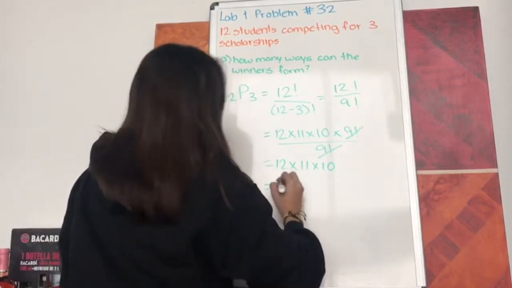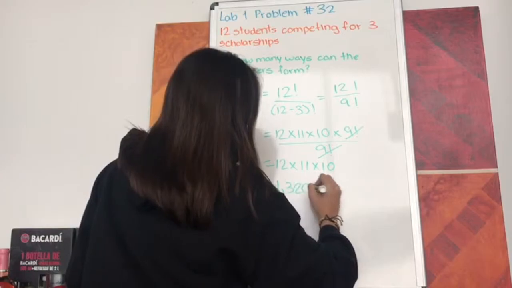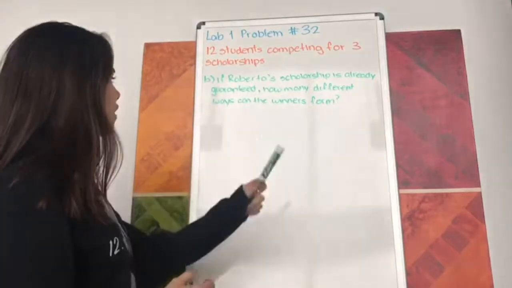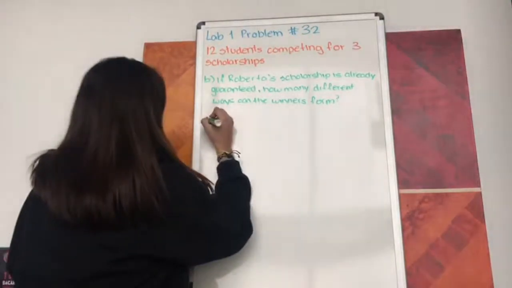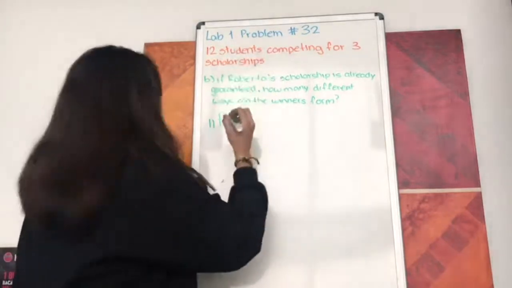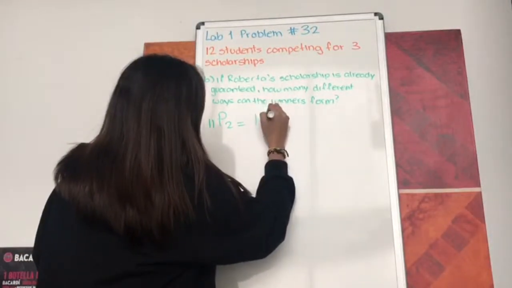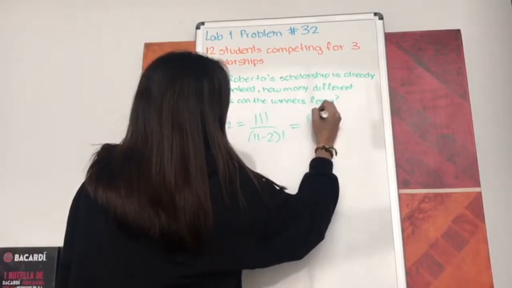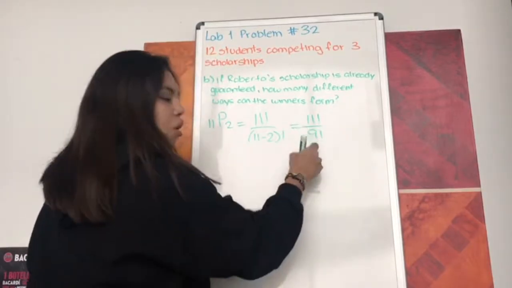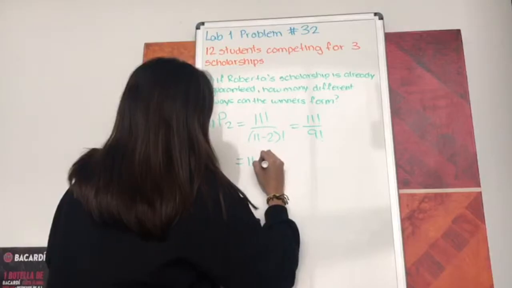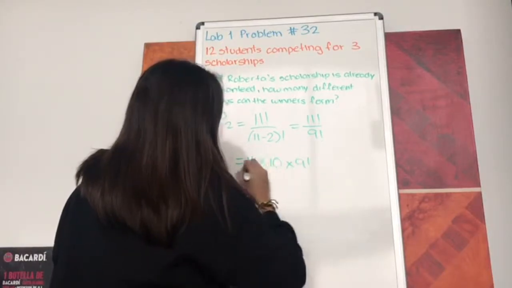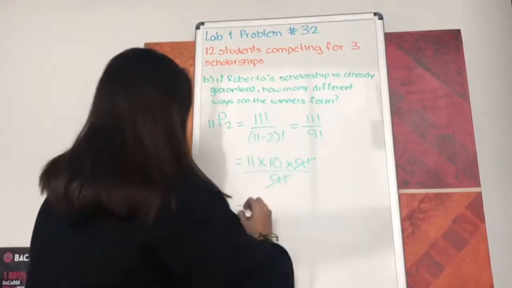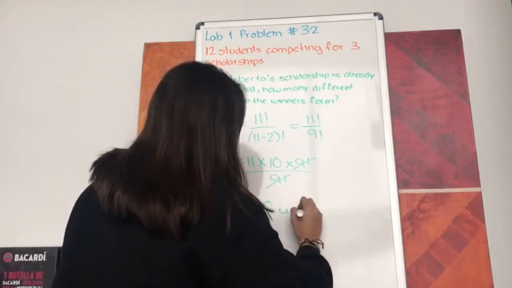which will give us 1,320 different ways for the winners to form. For letter B, since Roberta's scholarship is already guaranteed, now we only have 11 students and we have 2 spots available. So now we're going to have 11 factorial over 11 minus 2 factorial, which gives us 11 factorial over 9 factorial. We simplify this to 11 times 10 times 9 factorial over 9 factorial. We cross this out, and then 11 times 10, it's going to give us 110 new ways.